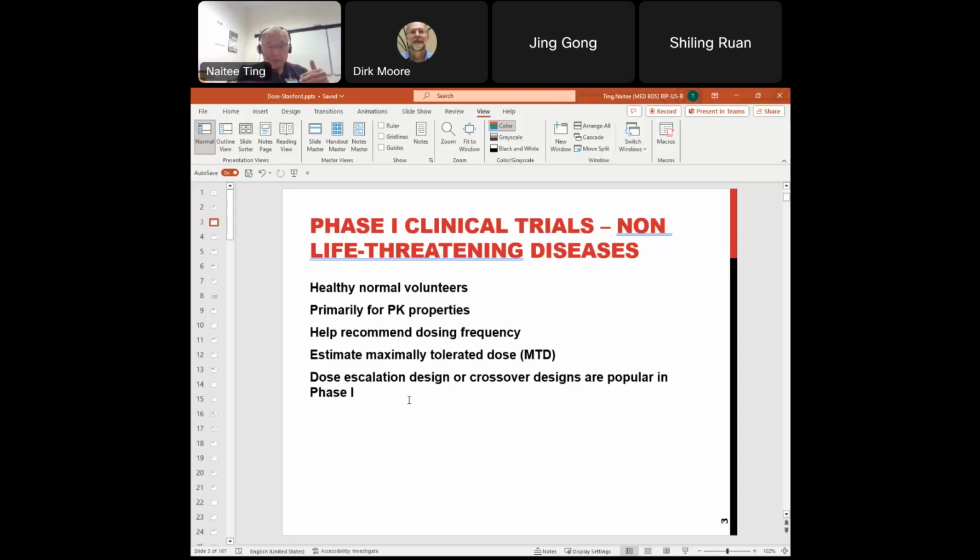So either under or overestimating MTD could be a problem. But in reality, do we really know whether MTD is underestimated or overestimated? We never know that. We can only take the phase 1 information as if we know MTD. So help recommend dosing frequency, as in MTD and dose escalation design, are popular.